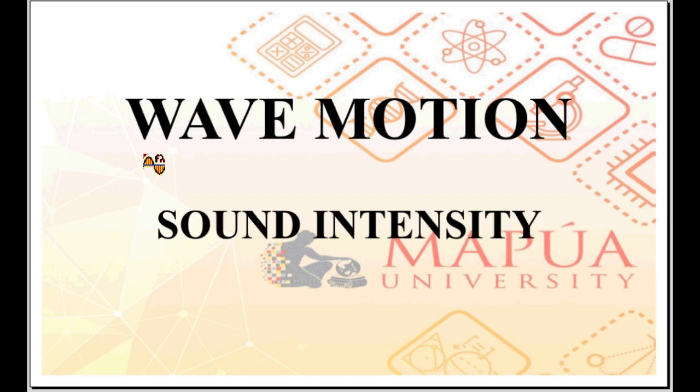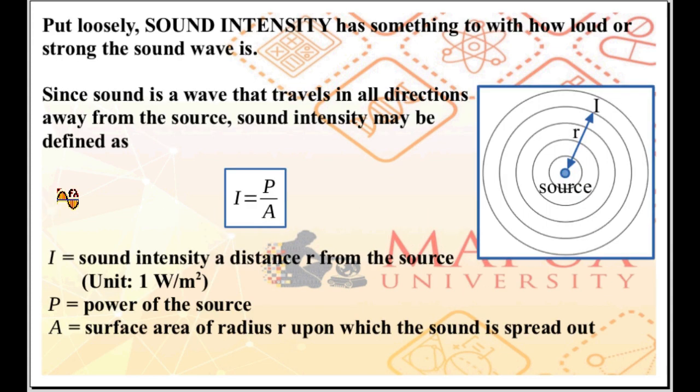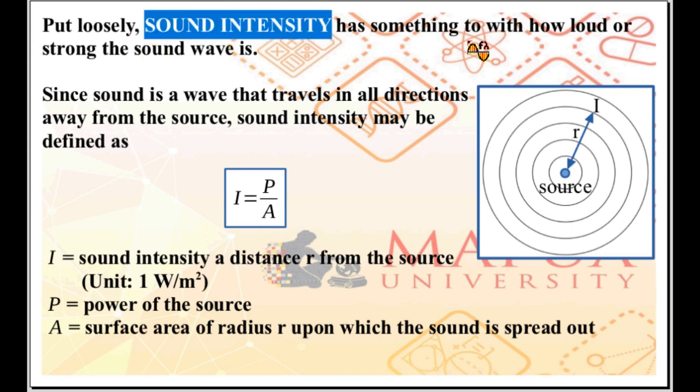And now on to the next part of our discussion on wave motion. We have sound intensity. Put loosely, sound intensity has something to do with how loud or how strong the sound wave is. Since sound is a wave that travels in all directions away from the source, you have a source of sound, and the sound wave travels in all directions away from the source.